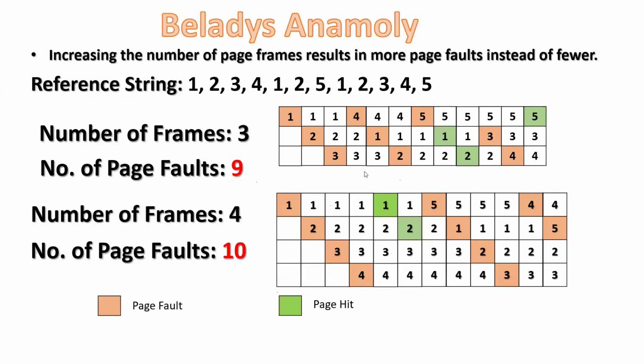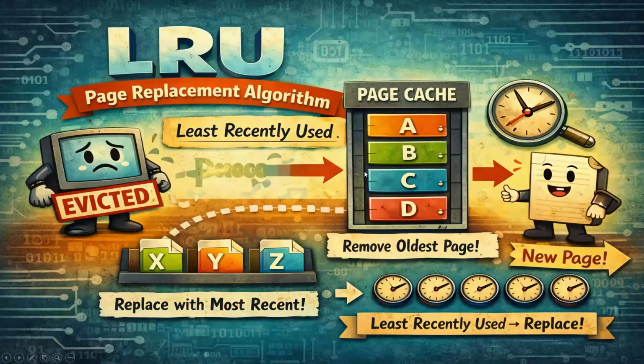Let us talk now about the second algorithm, the LRU. The basic idea here is least recently used. LRU takes a smarter approach compared to FIFO. Instead of removing the oldest page, it tracks how recently pages were used. The page that has not been used for the longest time is removed first. This is based on the assumption that recently used pages are likely to be used again, and pages not used for a long time seem to be less important. This makes LRU more efficient than FIFO.